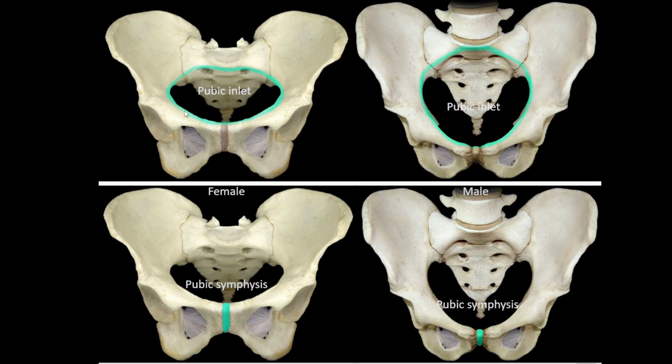So we call that hole the pubic inlet. Okay, the pubic inlet, we use that to differentiate between males and females. And the one that attaches the pubis to each other, we call it pubic symphysis.